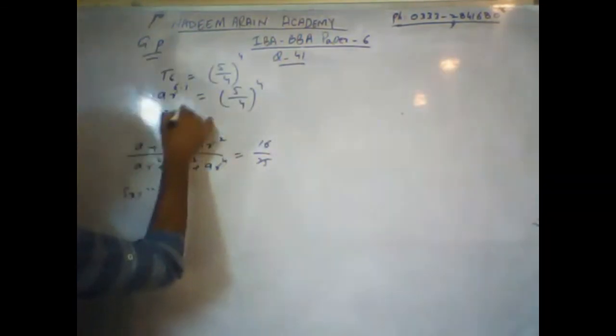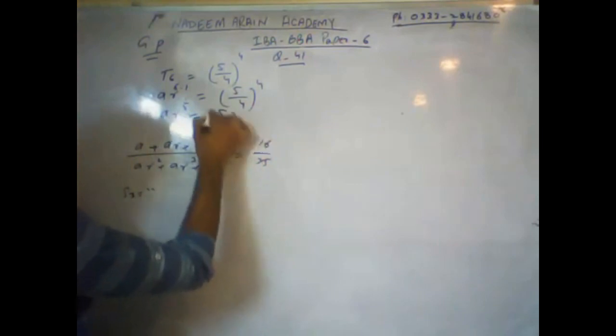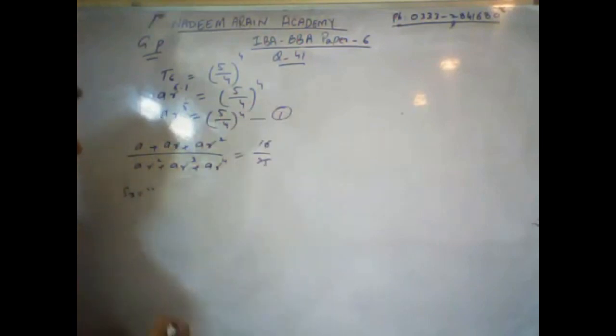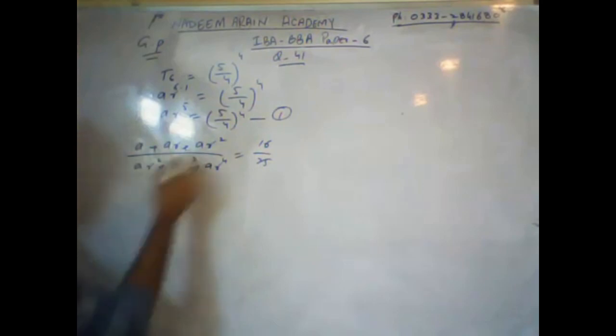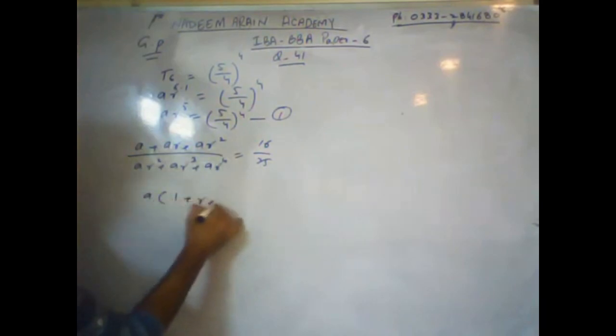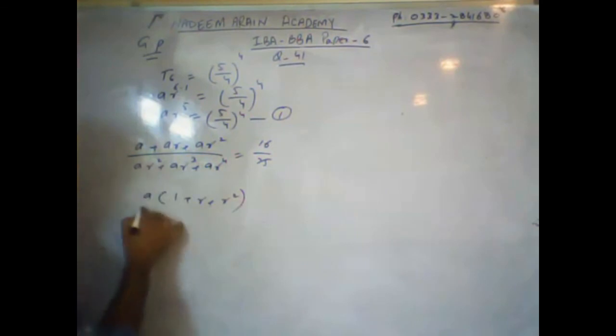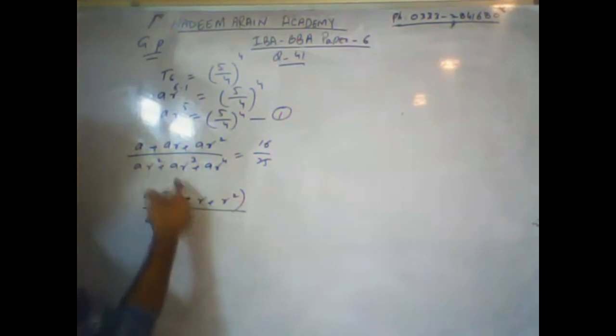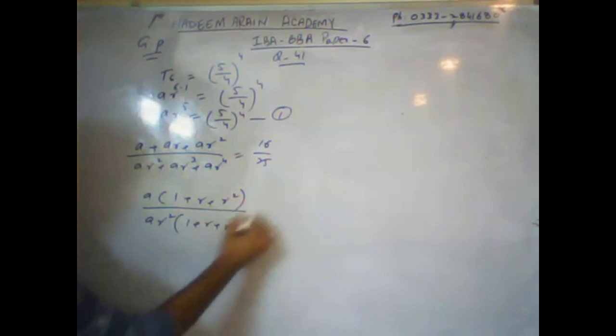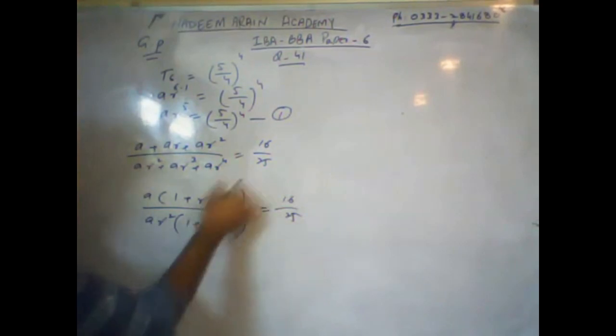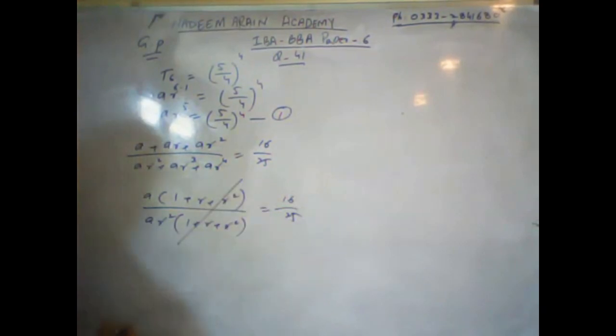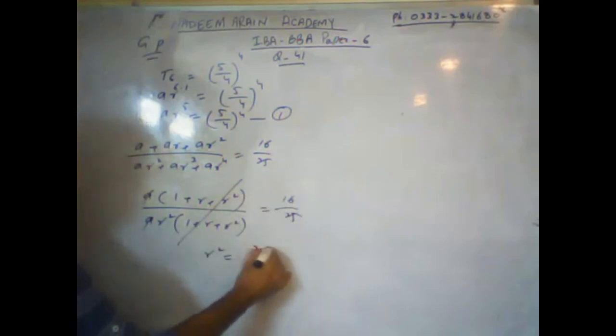ar to the power 5 is equal to 5 over 4 to the power 4. Let this be equation number 1. We need to find the sum of the first three terms and the sum of the third, fourth, fifth terms. You can take out a(1 plus r plus r squared), and here you can take out ar squared (1 plus r plus r squared). This is 16 over 25. You can cancel these out. Taking the reciprocal, that will be r squared equal to 25 over 16.